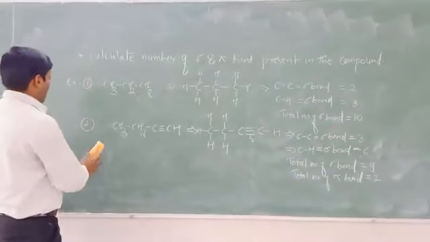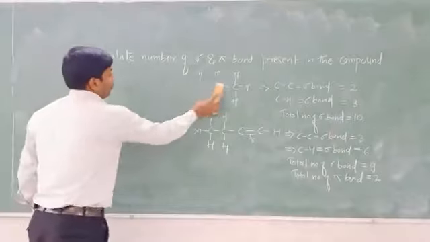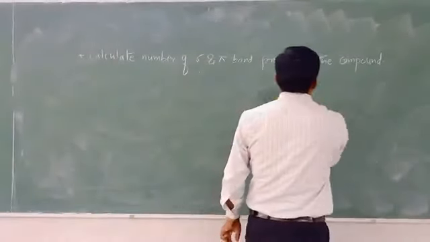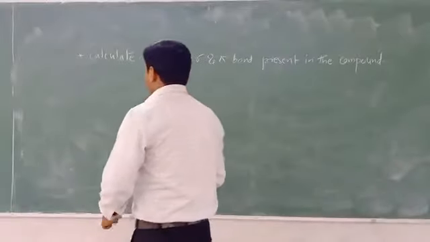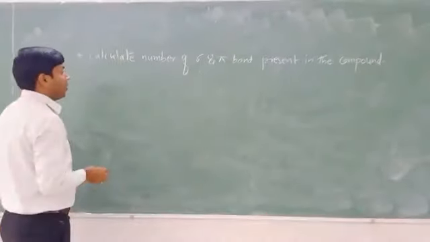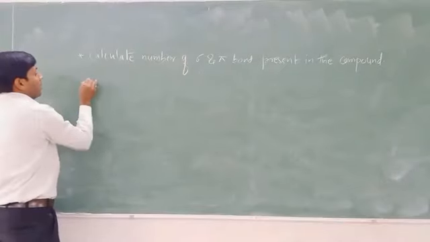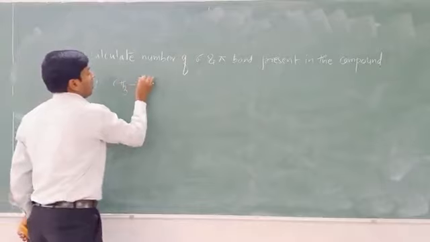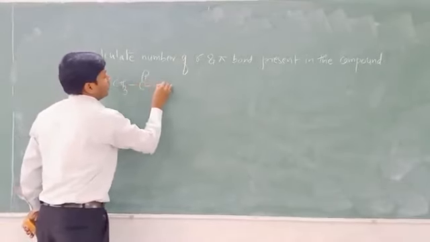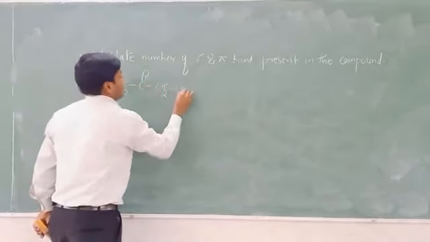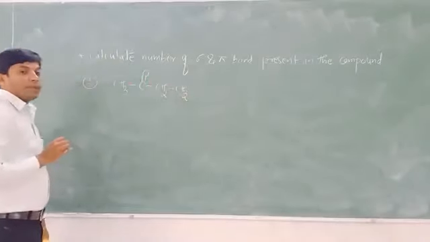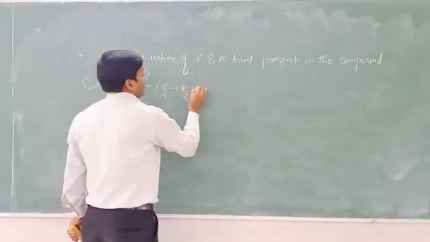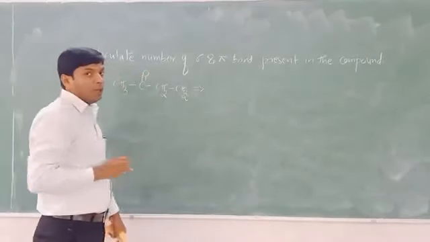Okay, so I am going to discuss one more example. In the examination, they may ask one more question to calculate the number of sigma and pi bonds present in a compound. So I write the third example: CH3, then C double bond O, and CH2 and CH3. This is one of the examples I have shown on the board. Here we will calculate the number of sigma and pi bonds present in the compound.